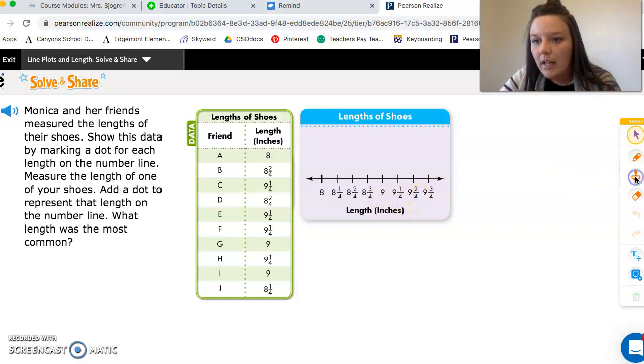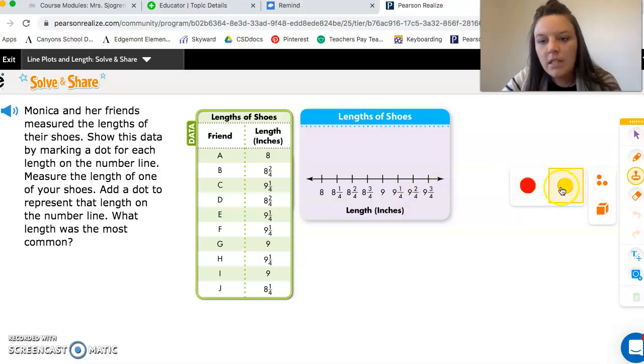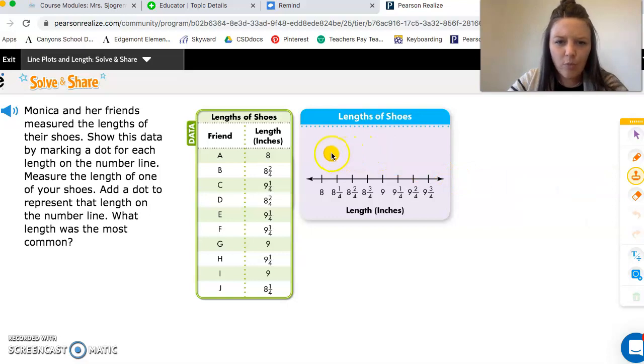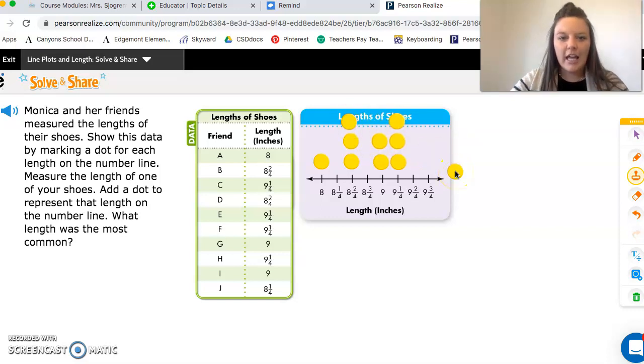So over here, I'm going to take this little marker and I'm going to make yellow dots. And so we have one friend with 8, one friend with 8 2/4, one friend 9 1/4, one friend 8 2/4, one friend 9 1/4, one friend 9, one friend 9 1/4, one friend 9, and one friend 8 1/4. And I'm going to stop there. I'm not going to do my own shoe.